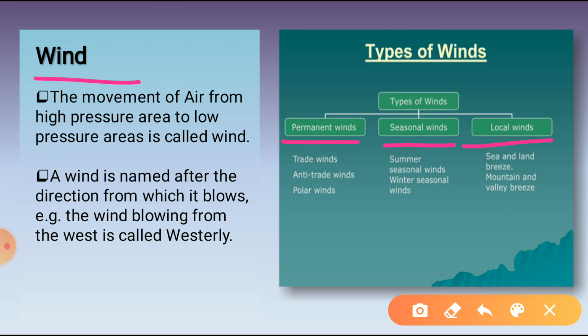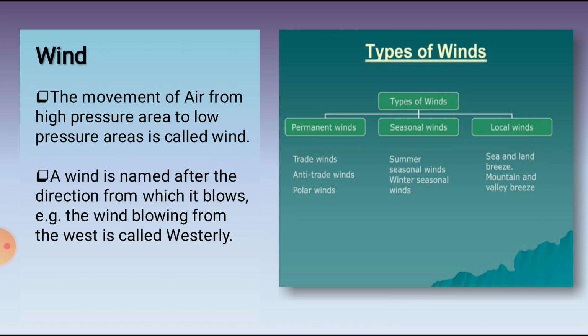So, these are the types of wind: permanent wind, seasonal wind, and local wind. Examples of the permanent winds are trade winds, polar winds, and westerly winds. The example of the seasonal winds is the monsoon winds, and the examples of the local winds are sea and land breeze. So these are some examples.